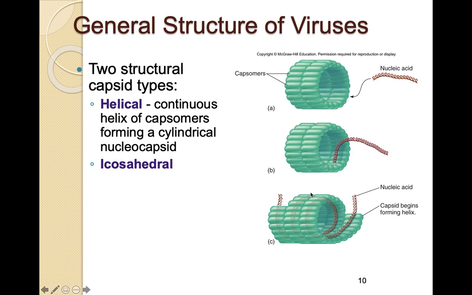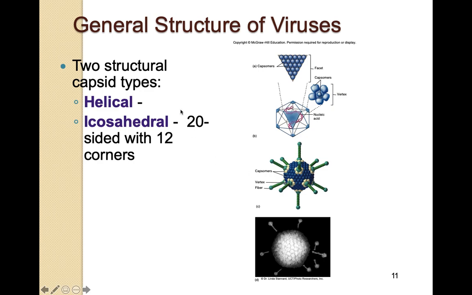So helical, a couple of viruses that you guys are familiar with. One of them is the tobacco mosaic virus, which is shaped like this. Very interesting little hollow toilet paper tube with a piece of DNA or RNA wound around on the inside of it. And the next one is icosahedral.